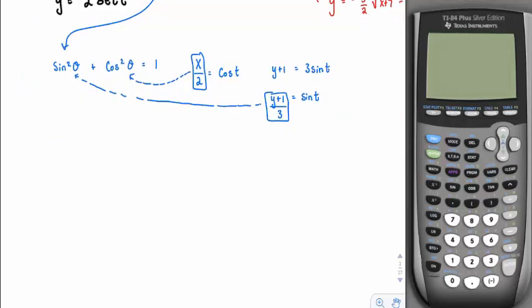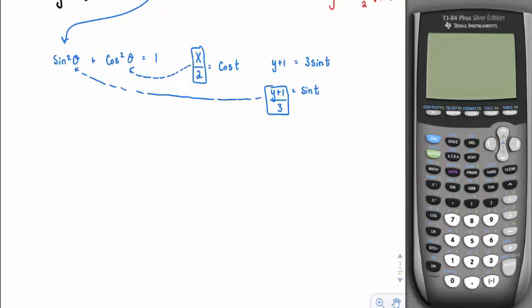So I'm going to plug in for sine squared theta, y plus 1 over 3 quantity squared. And for my cosine, I'm going to plug in x over 2 quantity squared equals 1. If you distribute those squares, we get y plus 1 quantity squared over 3 squared, which is 9, and we get x squared over 4 equals 1.